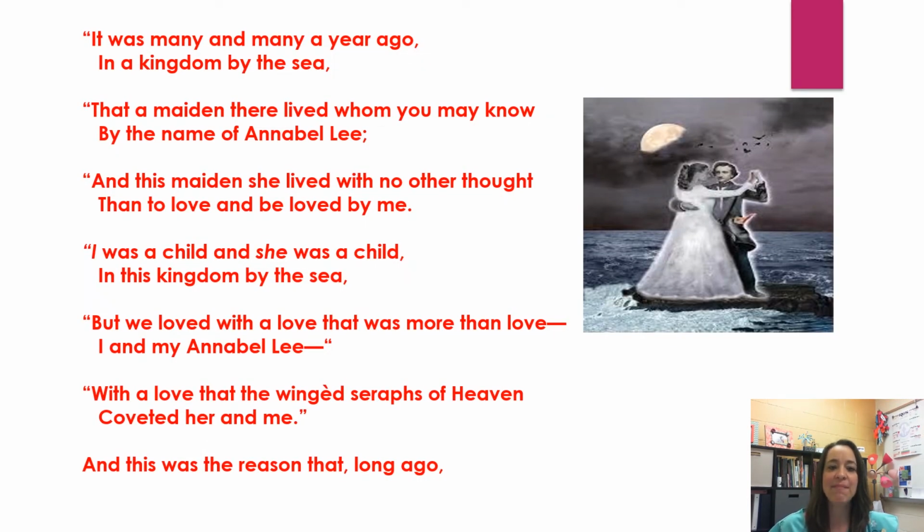It was many and many a year ago, in a kingdom by the sea, that a maiden there lived, whom you may know by the name of Annabel Lee. And this maiden, she lived with no other thought than to love and be loved by me. I was a child, and she was a child, in this kingdom by the sea. But we loved with a love that was more than love, I and my Annabel Lee. With a love that the winged seraphs of heaven coveted her and me.